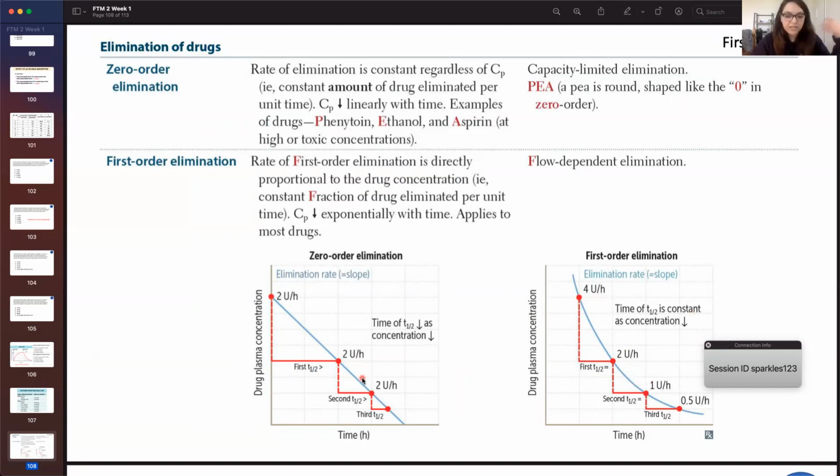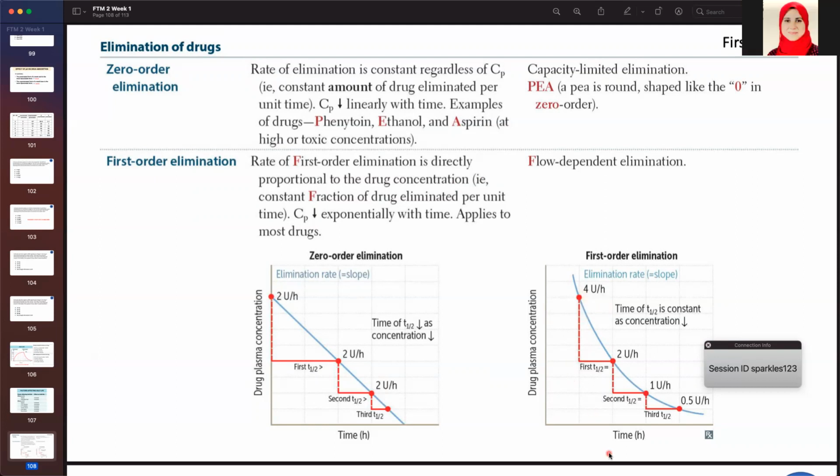Zero order elimination is just very linear, and just looking at these graphs and understanding the concepts was enough to understand this part. I have a question. Yes. First order elimination, we're dealing with a fraction. Is that right? Yeah, a fraction of a concentration. So instead of eliminating the same amount every time, I'm eliminating this fraction of the concentration that I'm working with. The next time I'm eliminating this fraction of the new concentration that I'm working with.